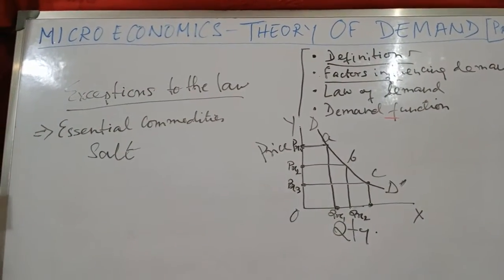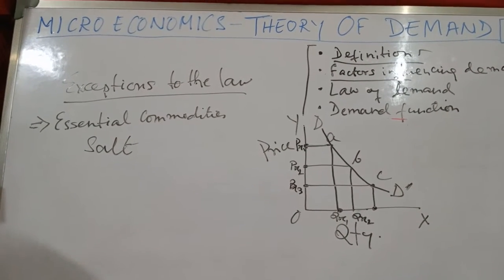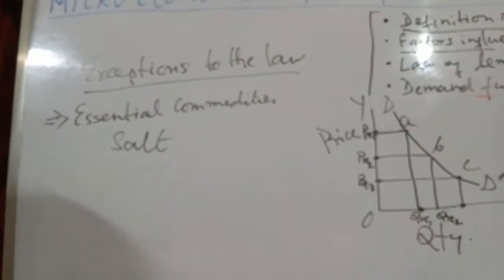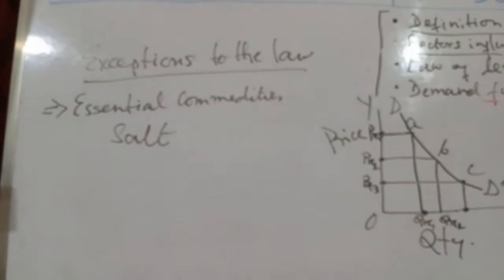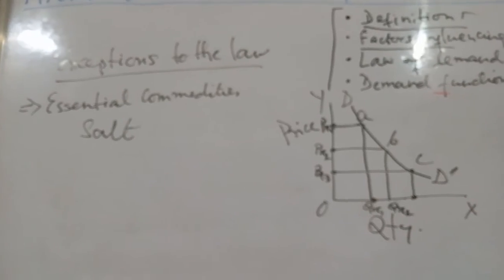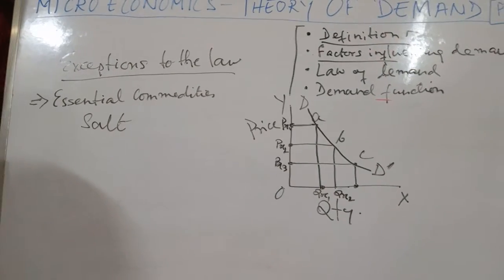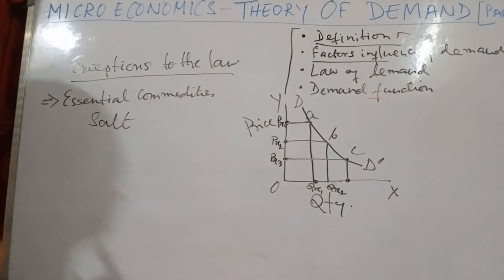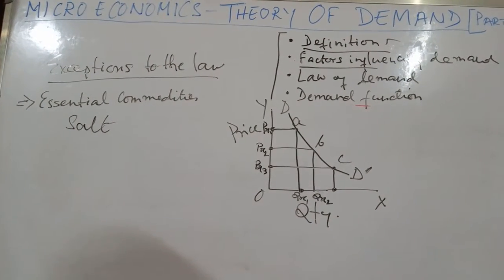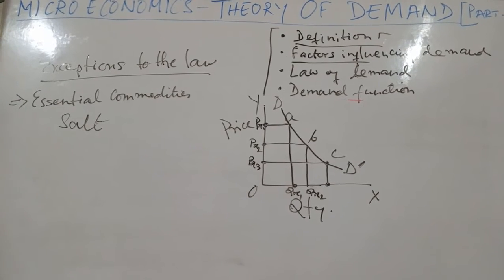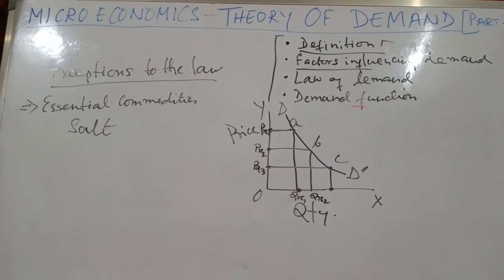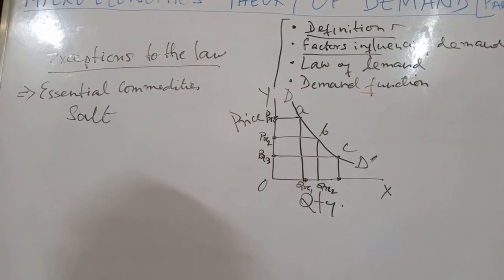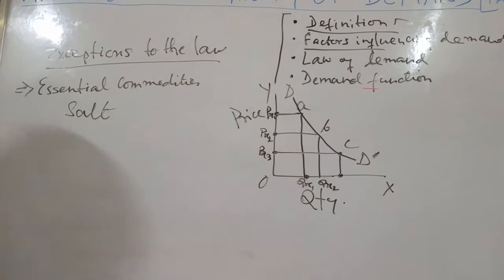That means if price of salt falls, then the consumer will not consume more salt, or if price of salt increases, the consumer will not decrease his consumption of salt. Why? Because number one, salt is an essential commodity, and number two, the proportion of money income spent on salt is very small relative to the money income of the consumer.